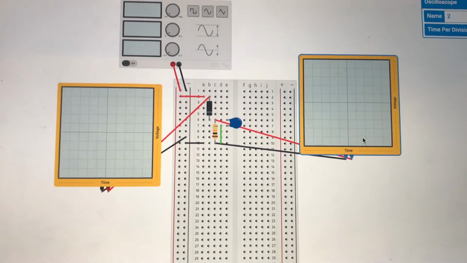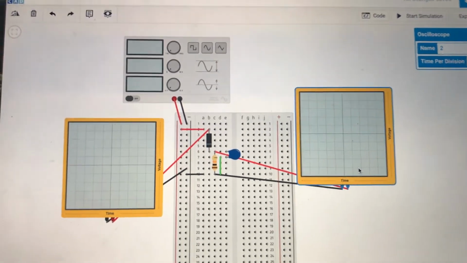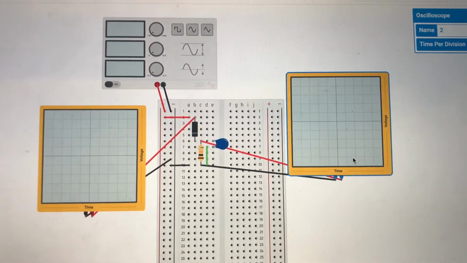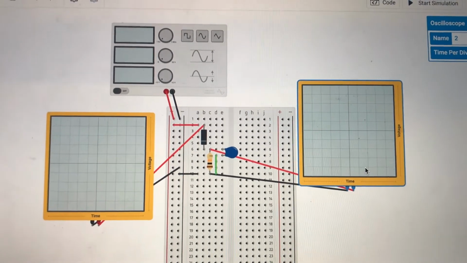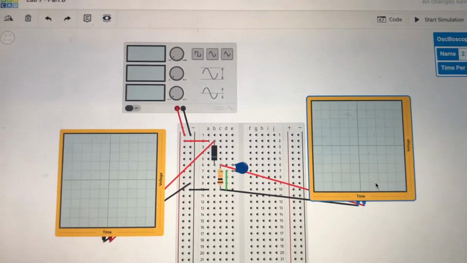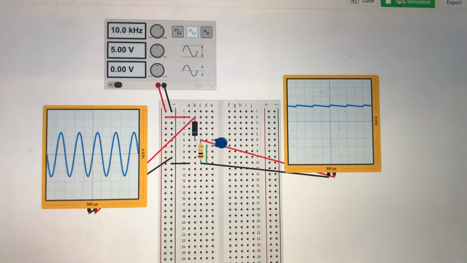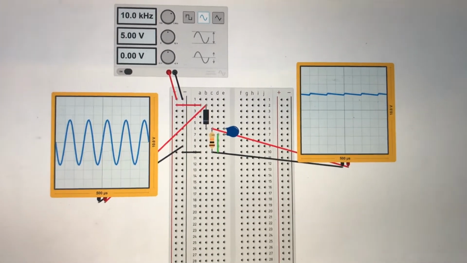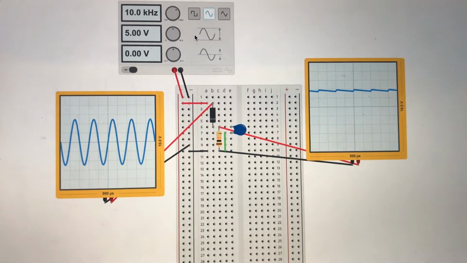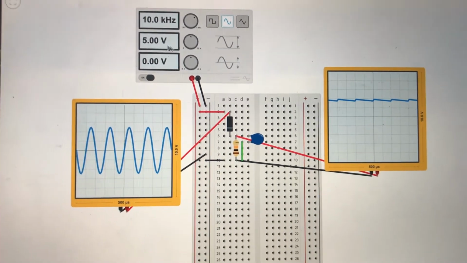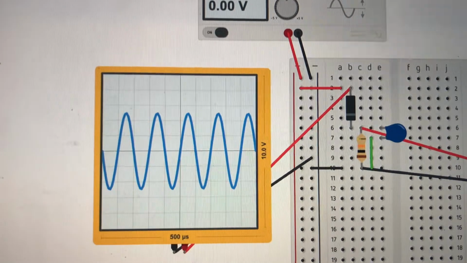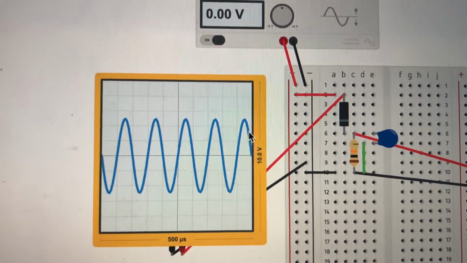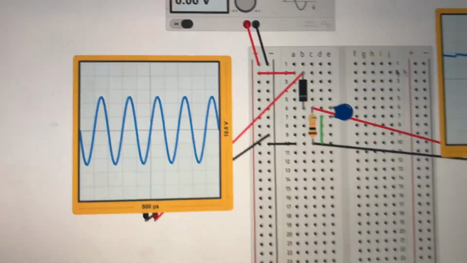So first I'm going to show the output when there is the capacitor, and then I'll get rid of the capacitor and show the output without it. Okay, so for the demonstration with the capacitor, I have this set to a 10 kilohertz sine wave with 5 volts peak to peak, and we can look at the input and see that that is in fact about 5 volts, what we would expect to see.